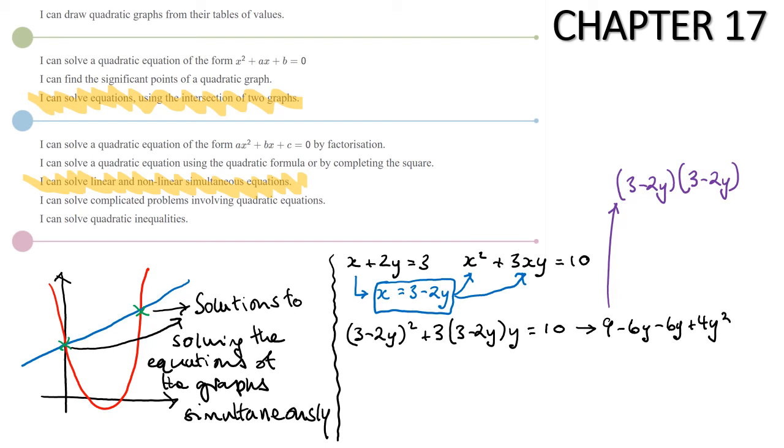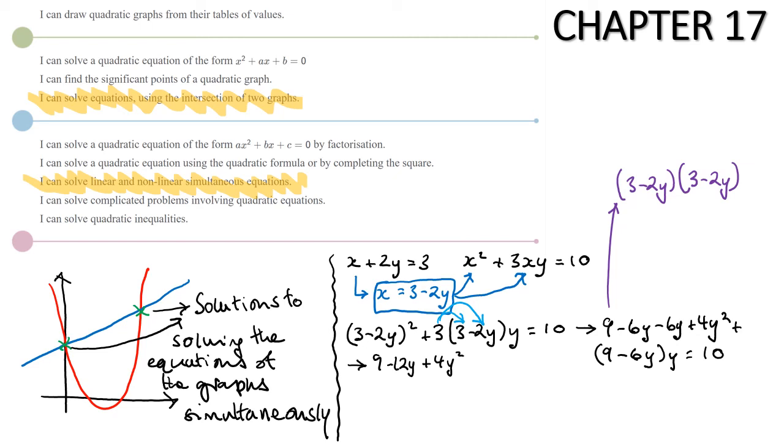So let's expand those brackets, then expand the second bracket, which is going to be multiplying those out, and then I've got to multiply that by y. So that's going to be 9 minus 6y, okay, and that's going to get times by y again in a minute, equals 10. So what I've got now is 9 minus 12y, that's the minus 6y, plus 4y squared.